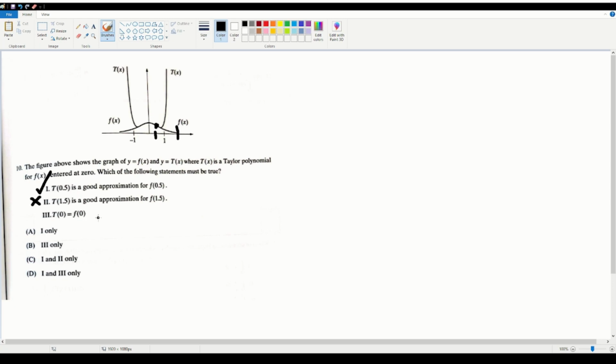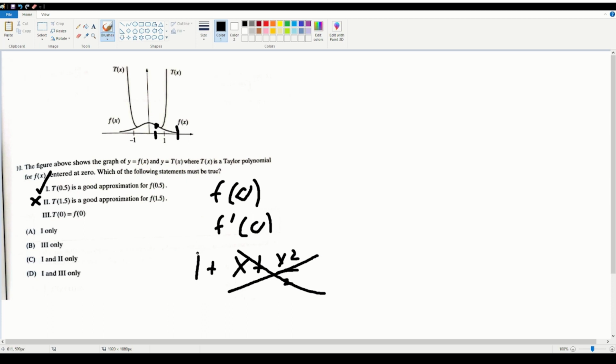Statement 3. T of 0 equals f of 0. Since the Taylor polynomial is centered at 0, they need to know what f of 0 is and any other derivatives at 0. So let's say we have a Taylor polynomial like this. When you plug in 0, you'll just get the f of 0 value. So t of 0 is equal to f of 0. That means statements 1 and 3 are true, so choice D is the correct answer.